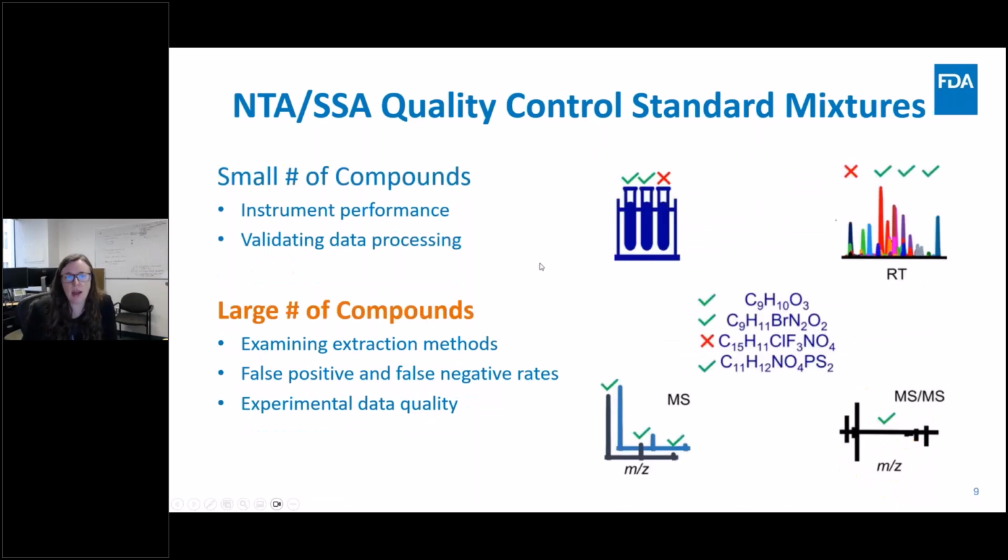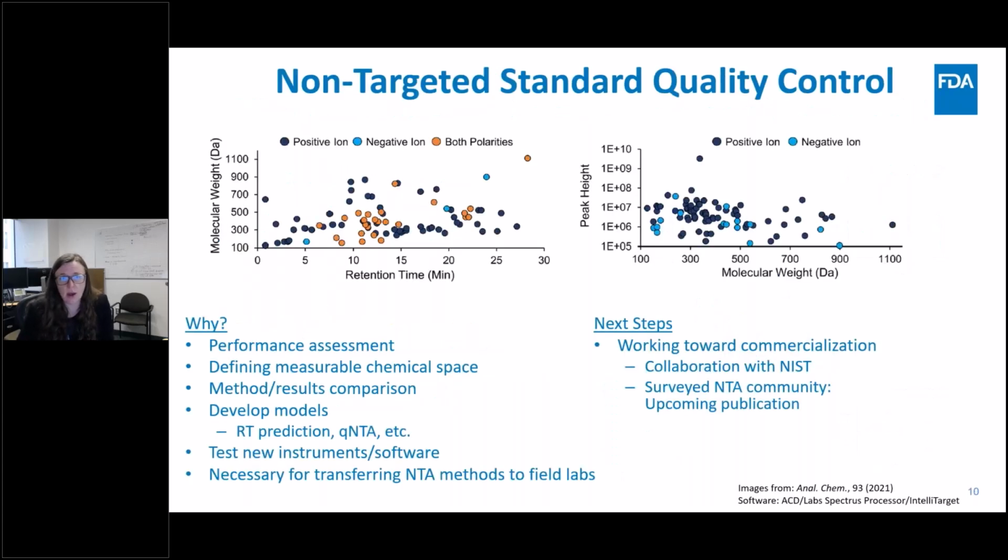We also use a larger QC mix. Inherently, this covers a much broader range of chemical space than the smaller mix. So this can be useful for understanding what types of molecules are extracted well or not with your method. You could potentially use it to try and gauge how many false positives and false negatives you're getting. You can also use it to look at your experimental data quality and help you set thresholds for what you expect the data quality to be for an unknown compound that you're trying to identify. And I'll talk about that in a few slides as well.